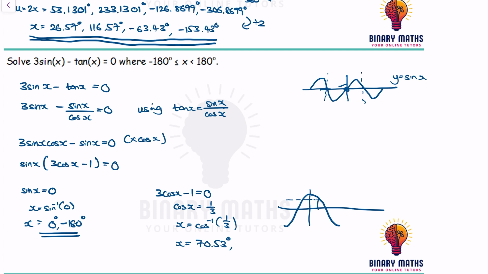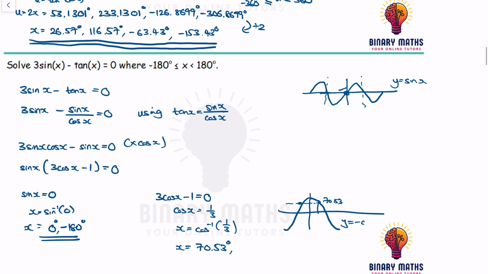So if this is 70.53, then the other value will be negative 70.53 degrees, because it's reflected along the y-axis. Let me make that point more clear.